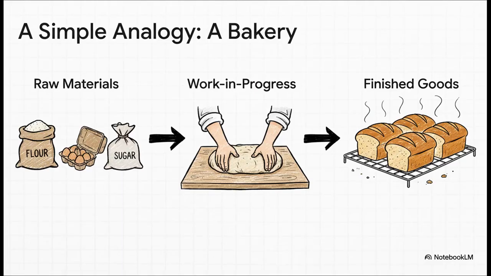Let's make this super simple. Think of a bakery. You've got your raw materials. That's the flour, sugar, and eggs sitting in the storeroom. Then you have your work in progress. That's the dough being mixed and kneaded. And finally, you have your finished goods. Those delicious, freshly baked loaves of bread all ready to be sold. All of that, from the flour to the loaf, is inventory.